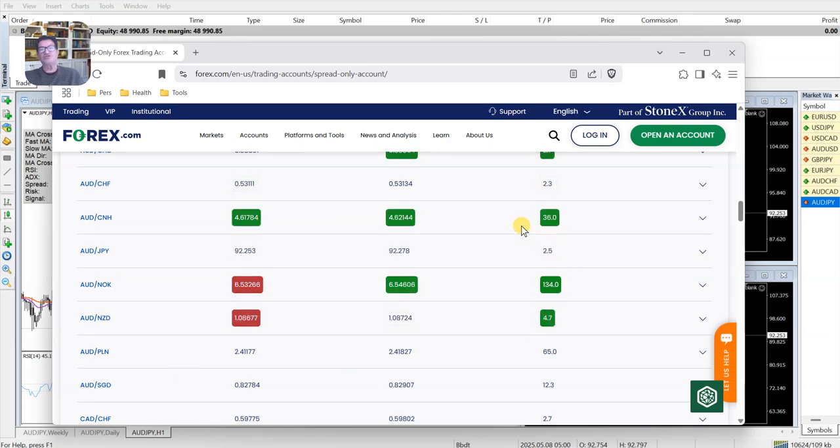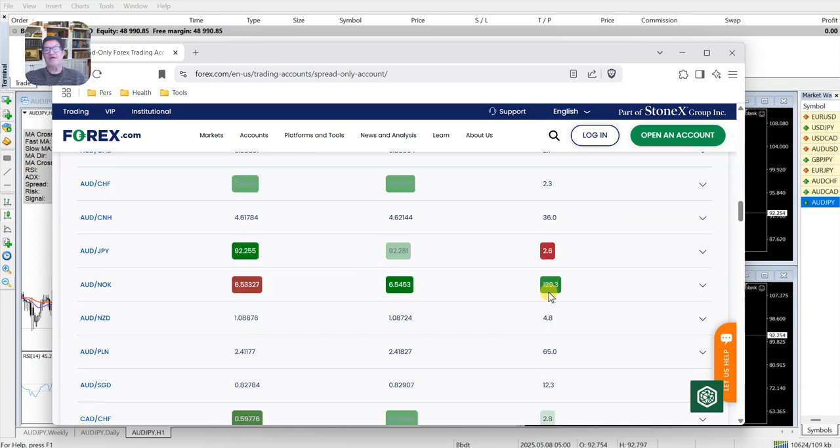Now, don't just jump on this without thought. For example, the Aussie Norwegian krone has clearly been going non-stop. But look at the spread. You don't want that. Look how much ground you have to make up before you can potentially materialize a profit. Here's another one that's high. The Aussie Chinese yuan, the same thing. Here's another one that's high.